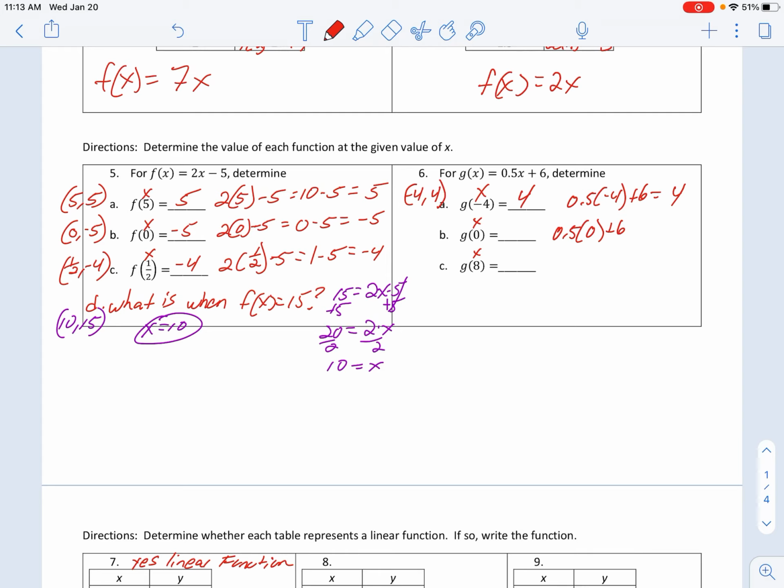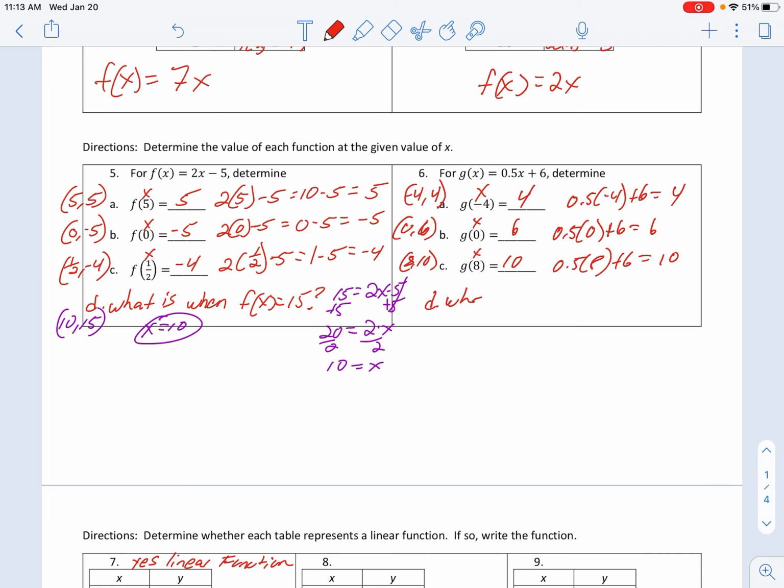I go to the next one. We all know what 0 is. 0 times 0.5 is 0, and 0 plus 6 is 6. So we create another point, 0, 6. And then 8. 0.5 times 8 is 4, and 4 plus 6 is 10. Punch it into your calculator, and we get 8, 10.